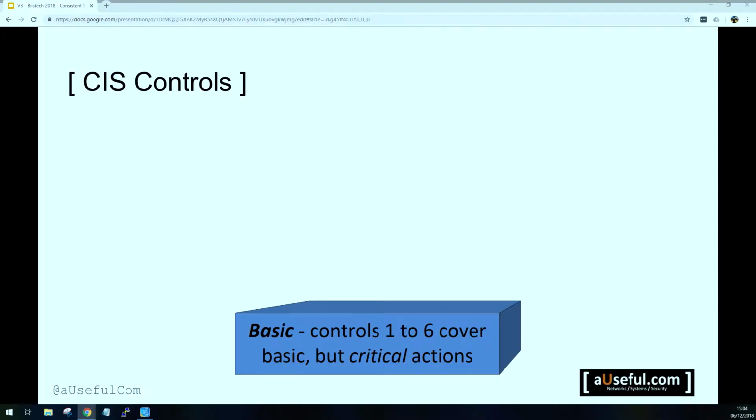I'm going to use one more cheesy security quote in this, which is that security is a journey, not a destination. We can loop round, which is why we're showing it as a circle, but each builds on the last. So they're divided into 3 groups. The first 6 controls cover basic, but the most critical steps. So things like Control 1, which says inventory and control of hardware assets.